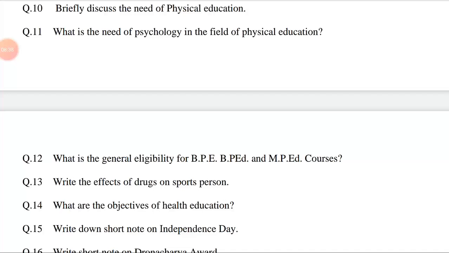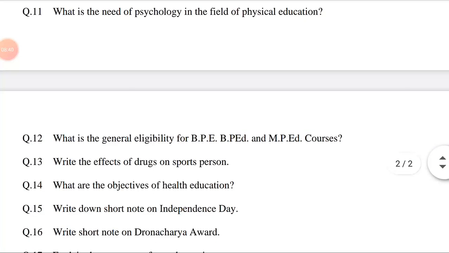Question number 11. What is the need of psychology in the field of physical education? What means asking for informations. Psychology is the scientific study of the mind and behavior of the individual. Field area. This question is related to chapter number 3, psychological aspects of physical education.